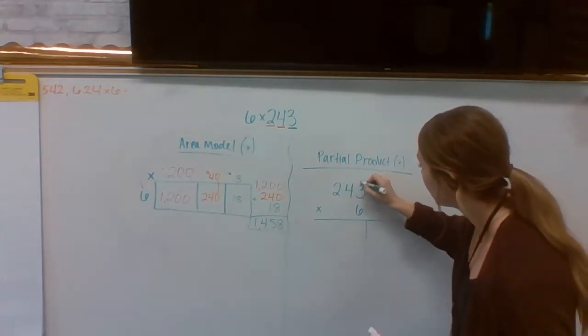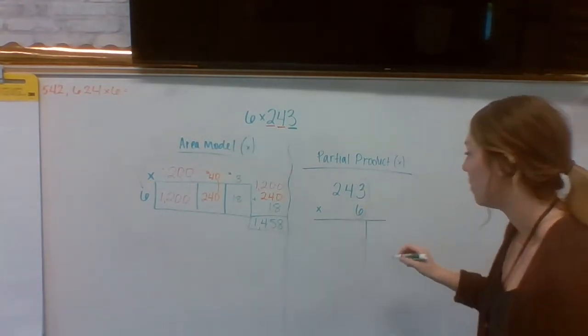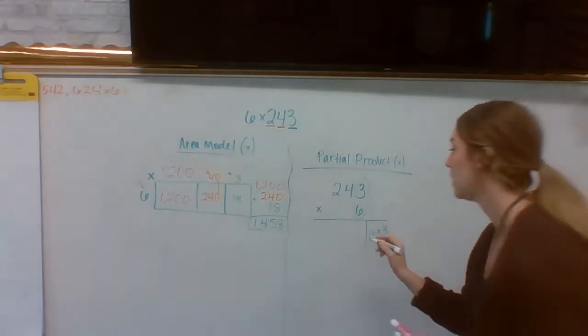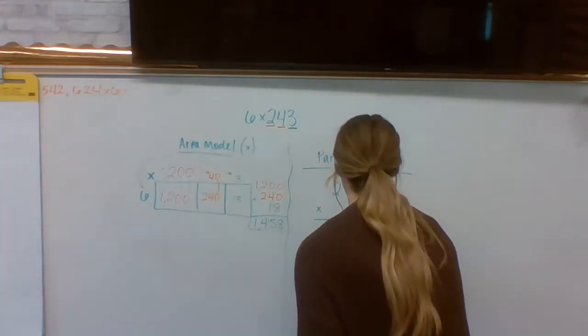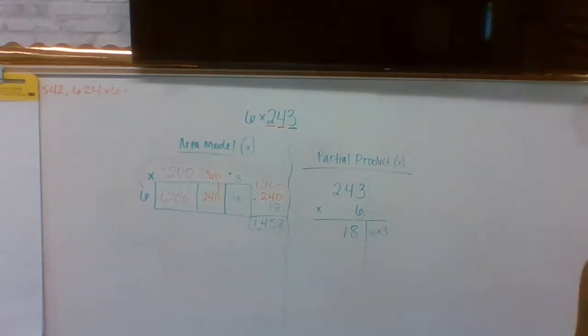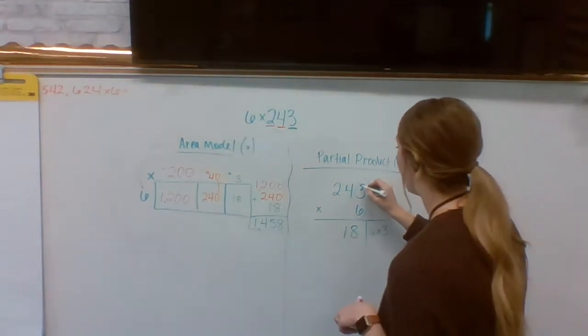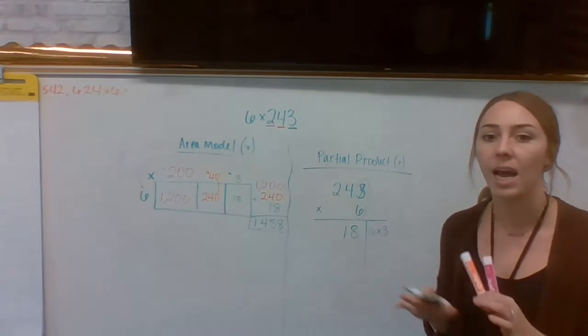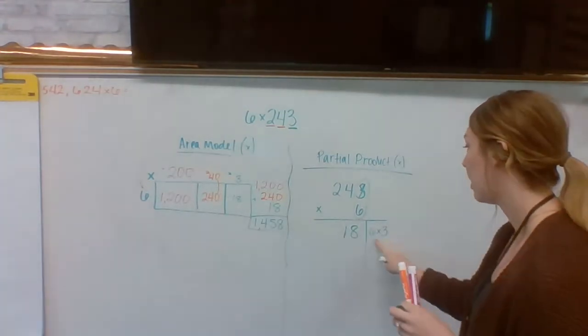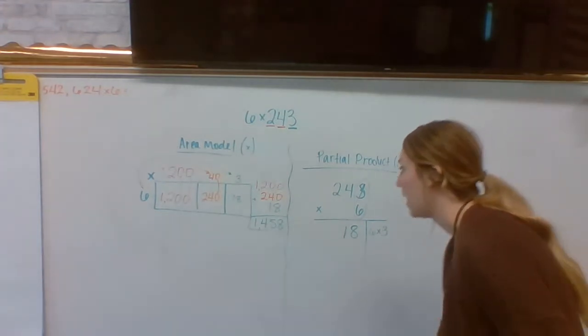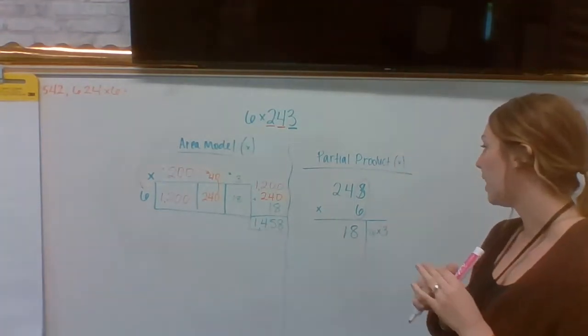In the ones place, I see I have a 3. So for this first chunk, I'm going to multiply 6 times 3. 6 times 3 is 18. So I'll write that off to the side. And then like I said yesterday, I personally like to cross out the ones place. I know that I'm done with it. I've multiplied it by 6 already. No more ones place.